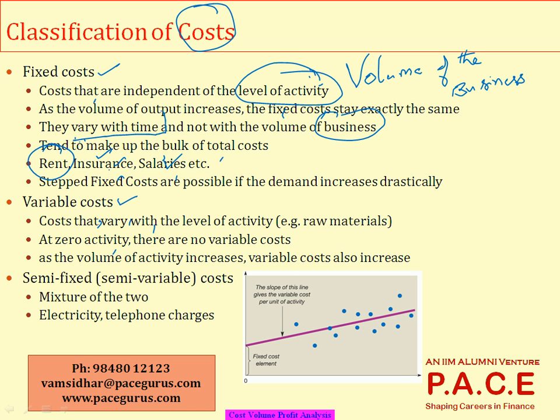It's not that they are fixed forever. They vary with time. What does that mean for us? The rent, at least for the next 1 year, is constant, but probably after that, it may increase a little bit. Salaries, at least for the next 6 months or 1 year, are constant. So fixed means it's at least fixed for a specific period of time. Beyond that, it may vary, but it has nothing to do with the volume of the business. Whether the business is running or not, whether you are able to generate sales or not, you would definitely incur that cost.